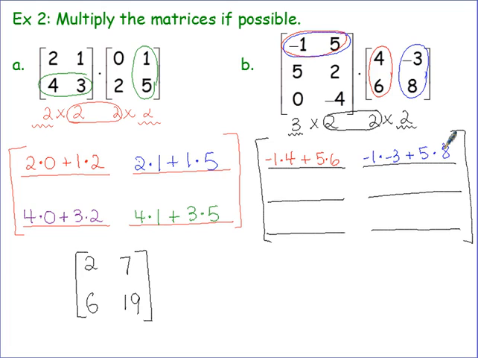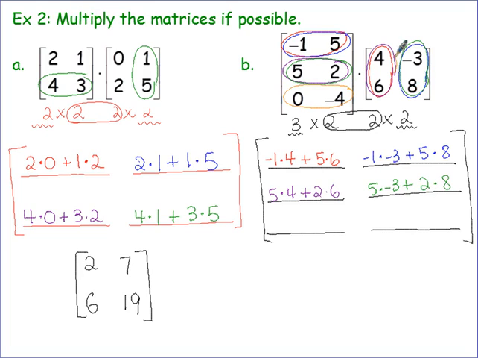Okay, new color. Moving down in the world. Middle row, left column. So middle left is right here. 5 times 4 plus 2 times 6. New color. Stay in the middle. Move to the right. 5 times -3 plus 2 times 8. New color.